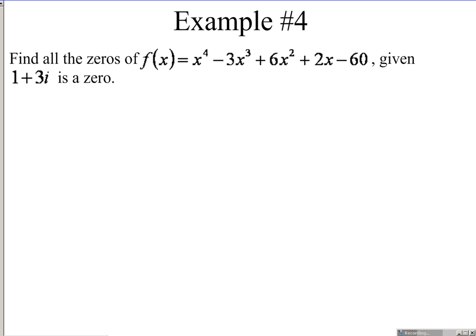Okay, find all the zeros of this function, given that 1 plus 3i is a 0. Once again, we know if 1 plus 3i is a 0, that 1 minus 3i is also a 0. So if I just look at those two factors, I know that those two factors, if I rewrite them, are x minus 1 minus 3i and x minus 1 plus 3i.